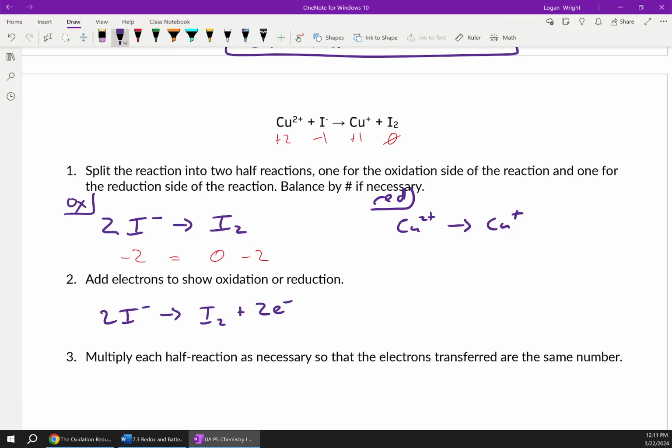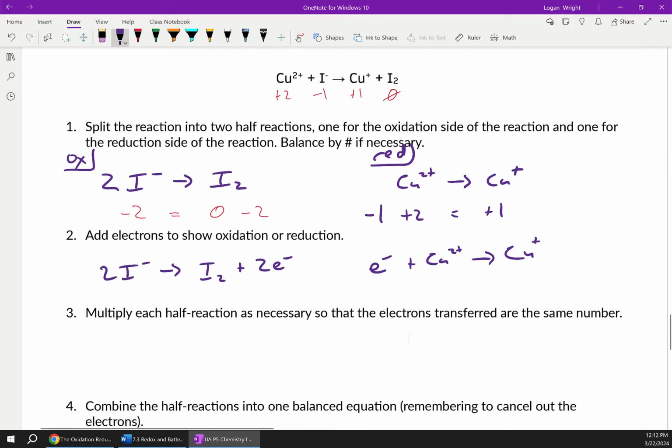For copper, it starts out at +2, it ends at +1. I'm only allowed to add negative numbers, so plus electron. So there's 1 over there on the left. So that means 1 electron plus my copper ion will become my different copper ion. So we've finished step 2.